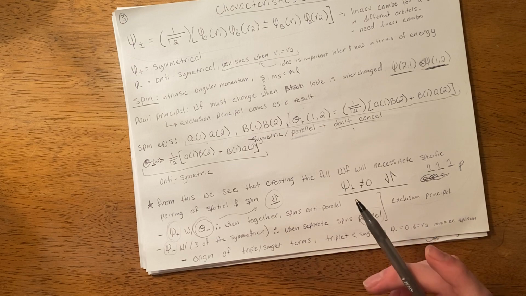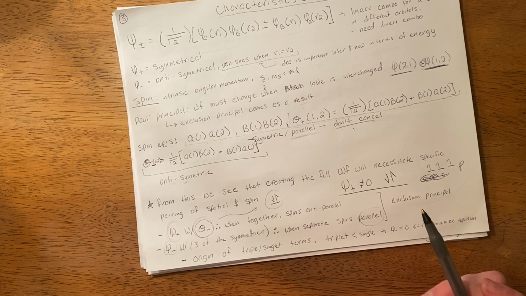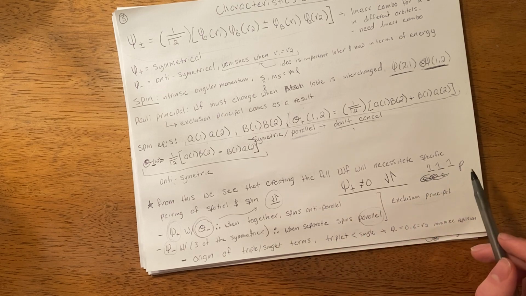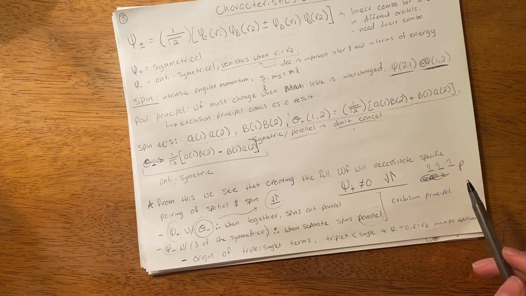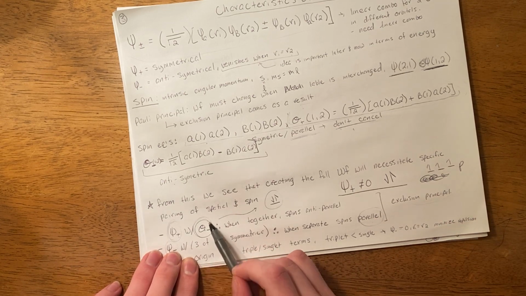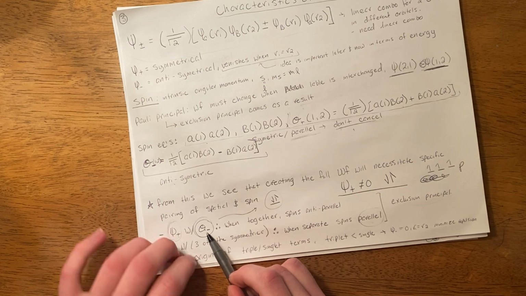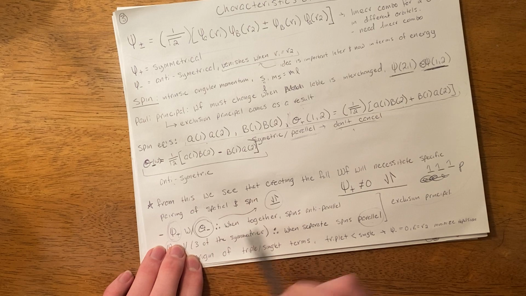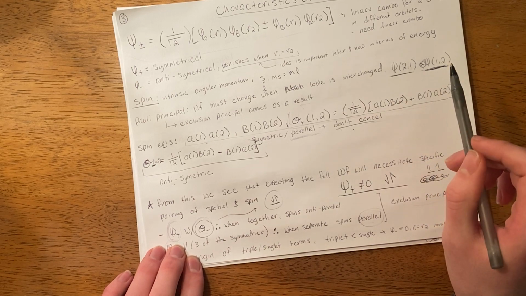So to satisfy the Pauli principle, we have to realize that when we create a full wave function with both spatial and spin wave functions, we can only combine the symmetric spatial wave function with the antisymmetric spin wave function, because we need to satisfy the Pauli principle.